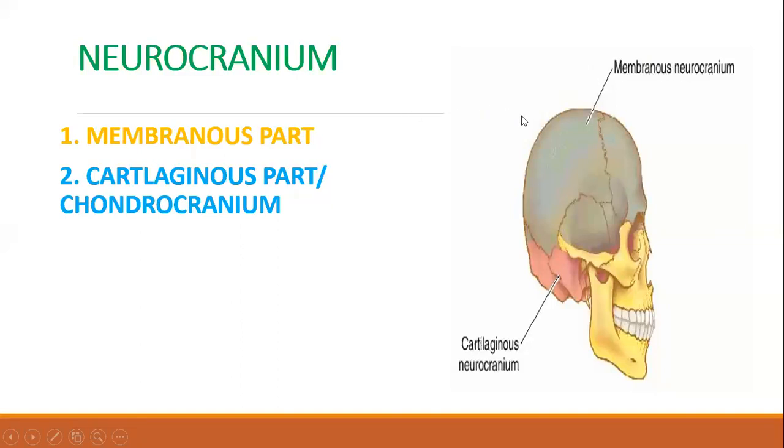The neurocranium has two components. It ossifies from a membranous part as well and has an endochondral contribution as well. It has the membranous neurocranium. Most of the vault of the skull is formed by the membranous neurocranium, while the base of the skull is formed by the cartilaginous neurocranium. The cartilaginous part, which basically forms the base of the skull, is known as the chondrocranium. Cranium is for the skull and chondro means cartilage.